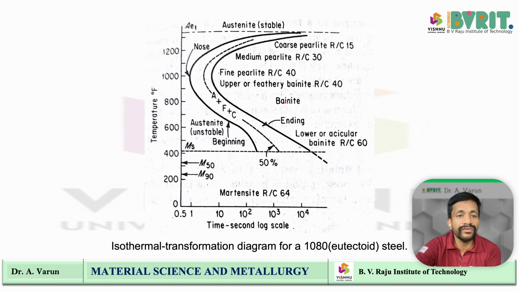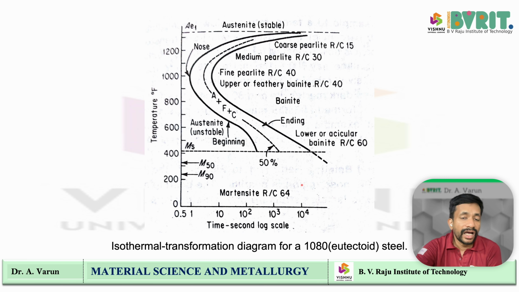Below the nose region, you have upper feathery bainite, and lower or acicular bainite. And if you avoid these transformations, you start martensite. So martensite to start, 50, 90, and 100% martensite.